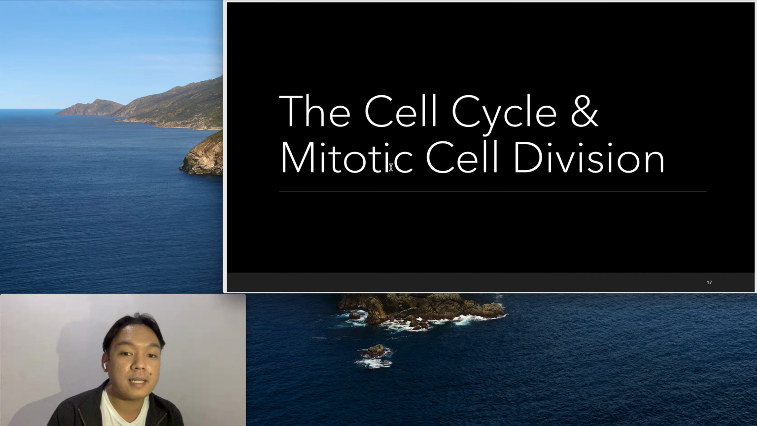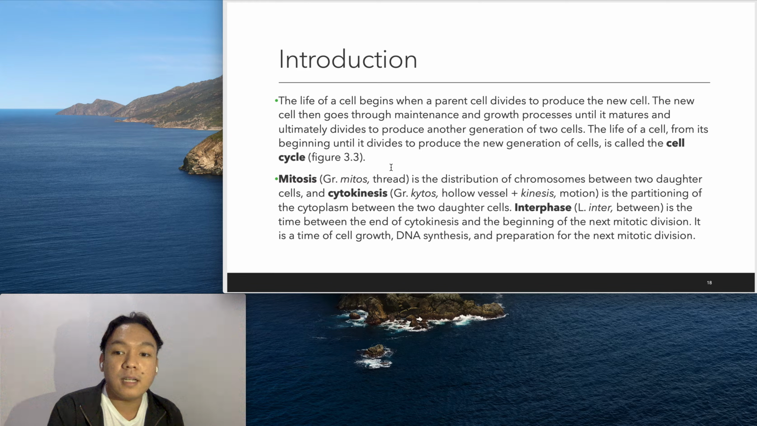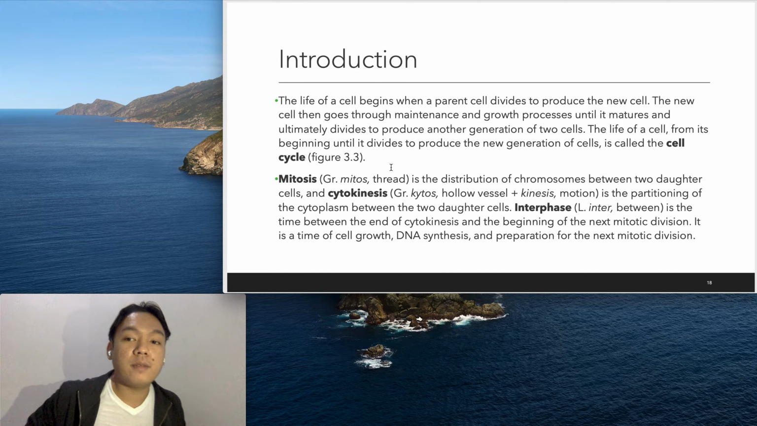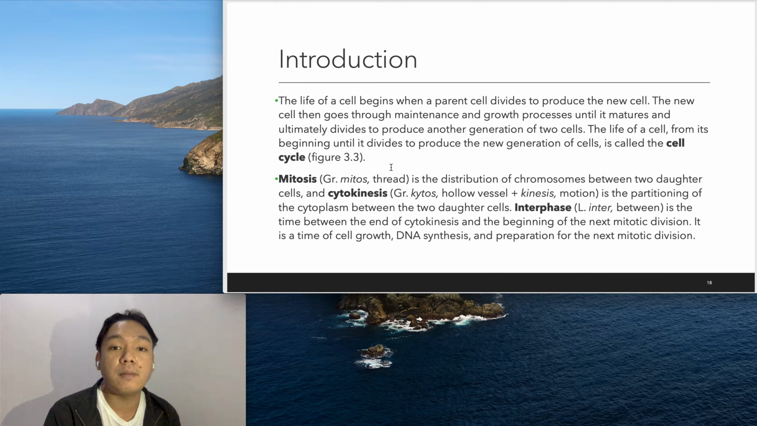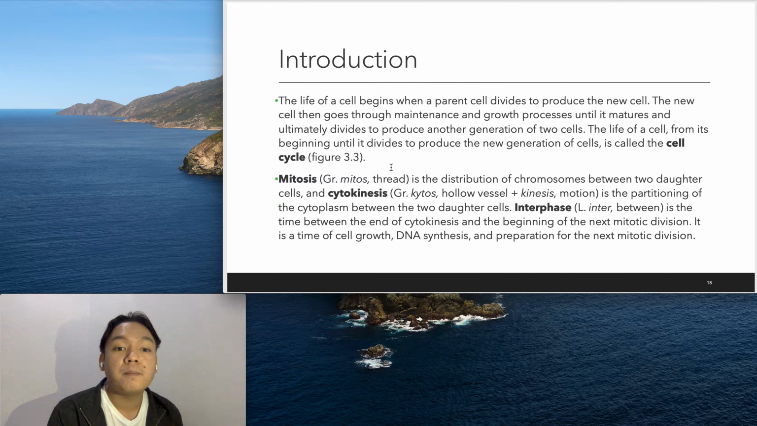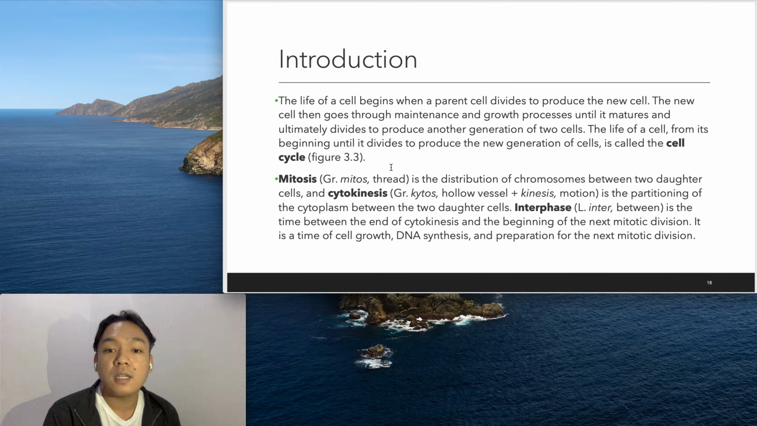So we'll talk about the cell cycle and mitotic cell division. Your cell has to commit its existence. Also, there's a life cycle of a cell, same with all living entities. A cell must begin with a parent cell to produce the new cell, then it goes through a maintenance and growth process until it matures, and ultimately it produces another generation of two cells, and so on.